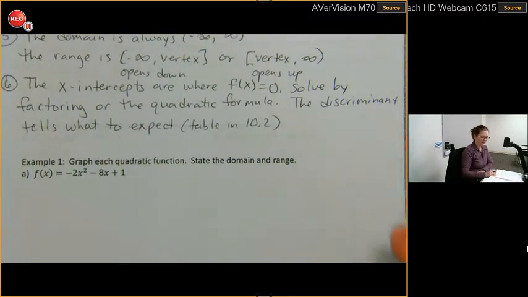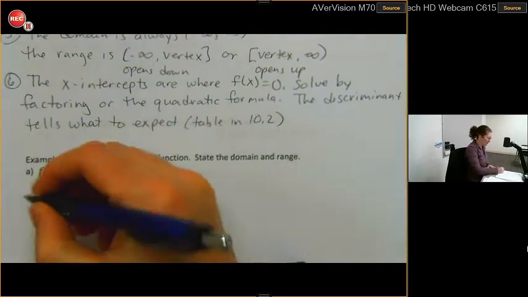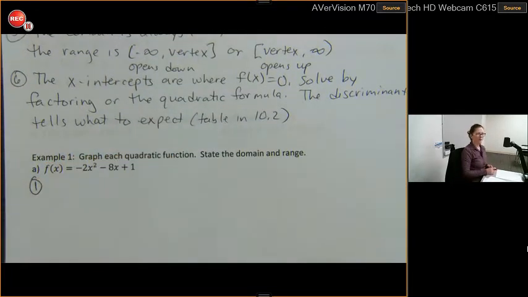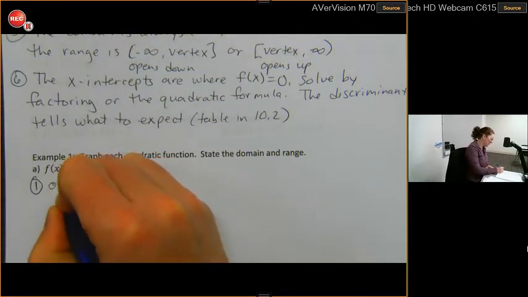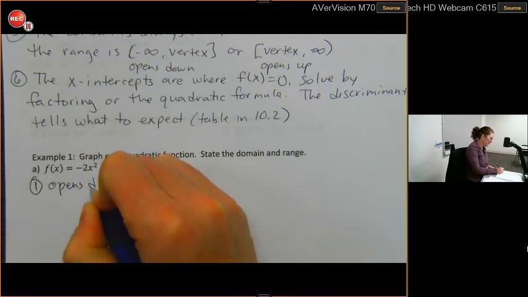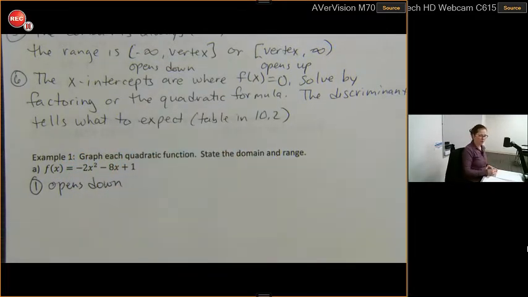In our first example, it says graph, state the domain and range. So I'm going to go through all of those 6 features. The first feature is telling if the parabola opens upward or downward. Since there is a negative in front of the x squared term, my parabola is going to open down.